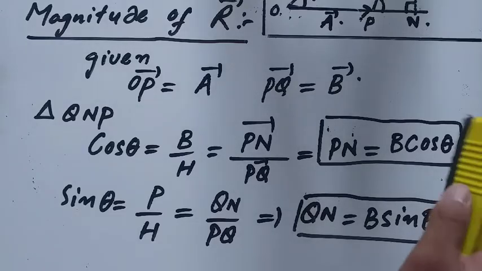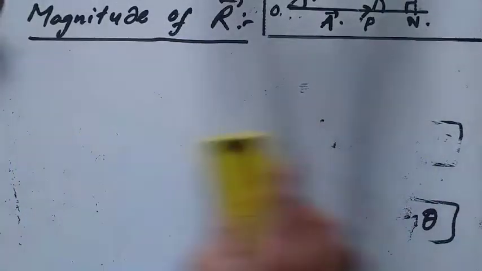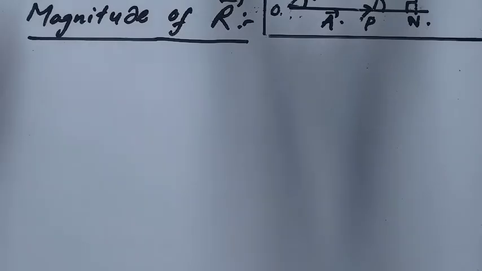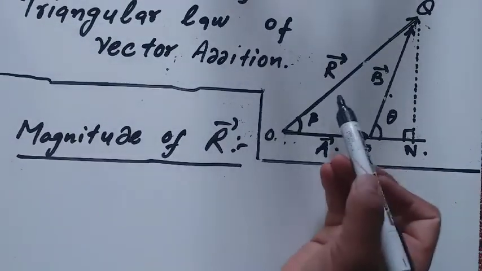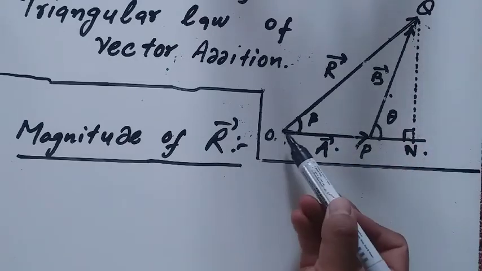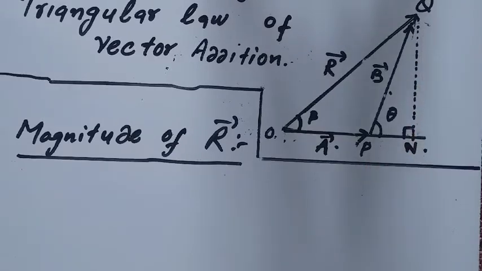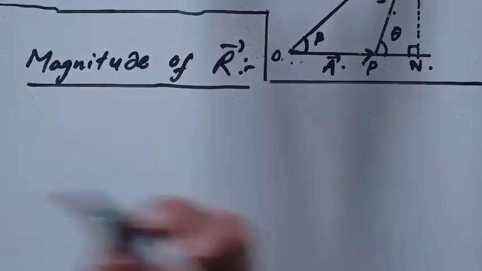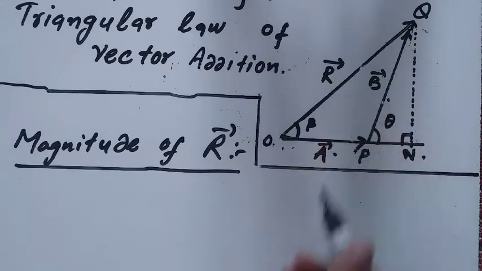All right, now I will rub this. Now we know this resultant vector, that is the magnitude of this resultant vector, that is OQ, is equal to ON plus NQ. I can also write this in terms of Pythagoras theorem, that is, I can write hypotenuse square, that's OQ square.